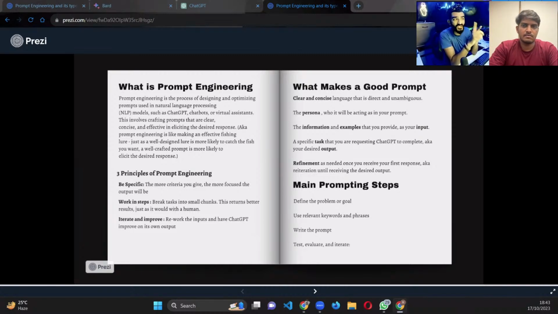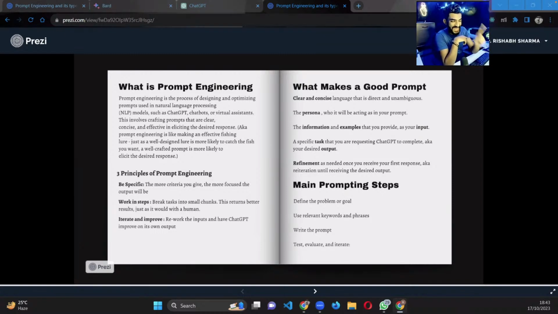Then comes the information and examples you provide. Let's come to our day-to-day life, right? Suppose you are trying to convey a problem to your friend. When you give examples, it would be easier for your friend to understand that problem, isn't it? Tell me, if you are conveying that problem by giving real life examples, then it would be much easier for your friend to understand your problem.